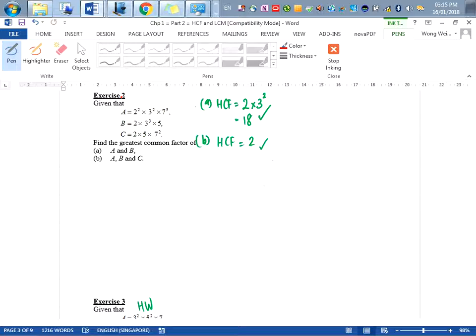Instead of just three numbers side by side, you end up with the first number being 2 squared times 3 squared times 7 cubed. Then the second number is 2 times 3 cubed times 5. You need a lot of space. So in this exercise number two, method one is more useful. Okay? And that is why I say most of the time, method one is the preferred choice. Any questions?